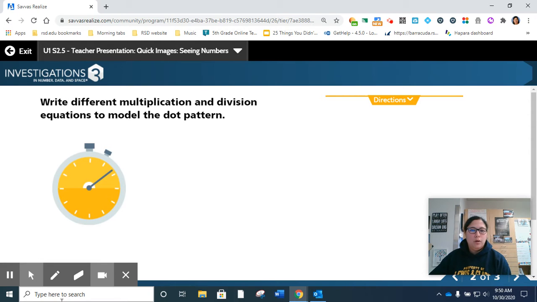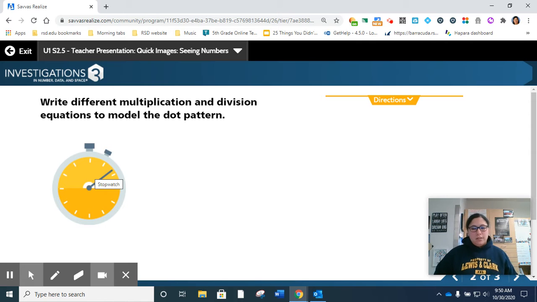I'm going to show you a pattern here for about 3 seconds. At the end of 3 seconds, it's going to disappear. In that time, you're going to be writing down what type of multiplication equation you can use to represent the pattern that you see. All right, so in this particular one, it says you can write down different multiplication and division equations. So that's really going to be up to you. Definitely you must have at least one multiplication problem.